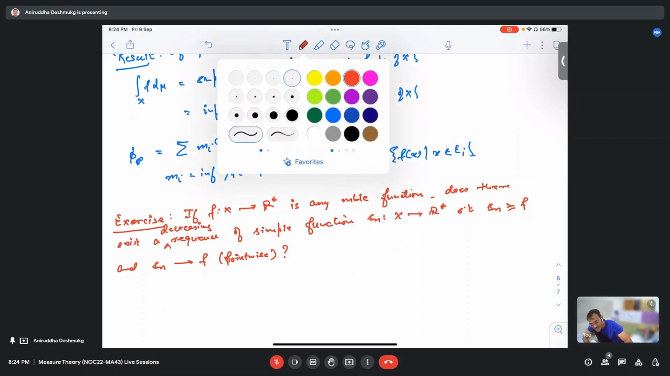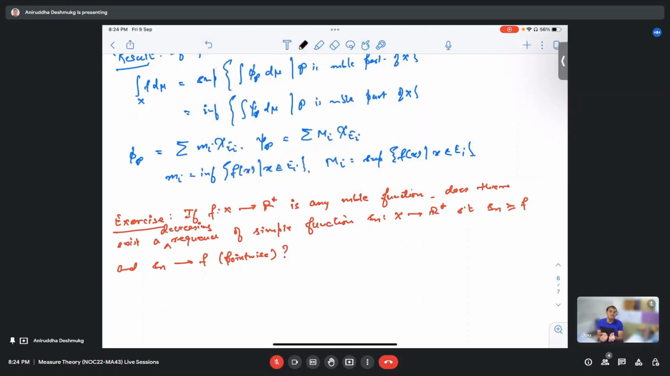So we have seen that measurable functions can be approximated from below using an increasing sequence of simple measurable functions. Now I am asking the other way around question. Given a measurable function, can we approximate it from above using simple measurable functions? So you think about it and we'll discuss it next time.